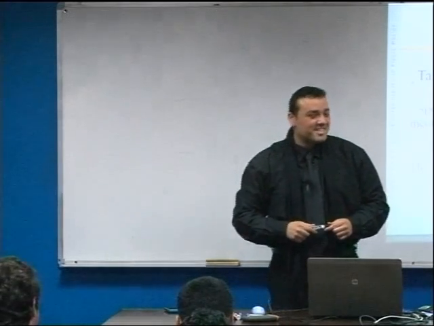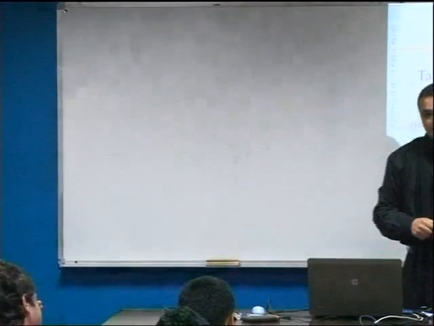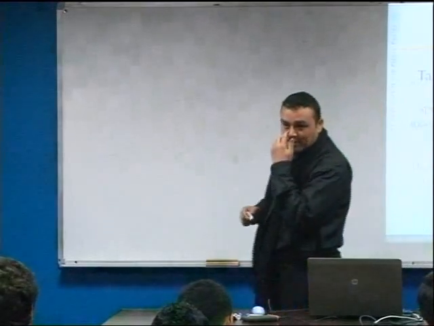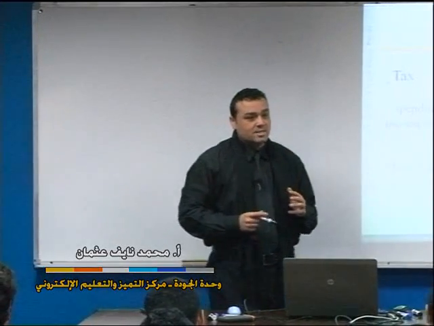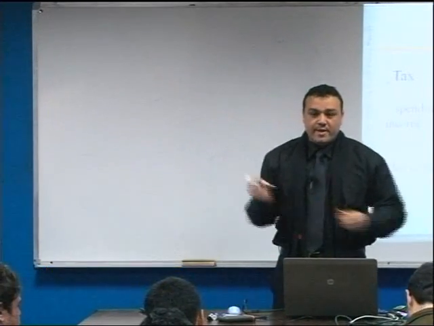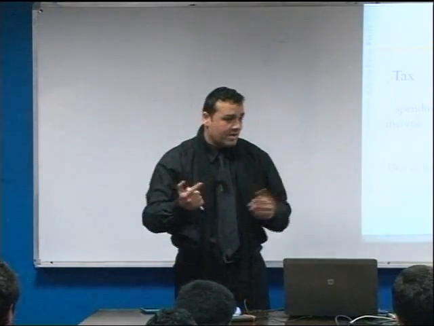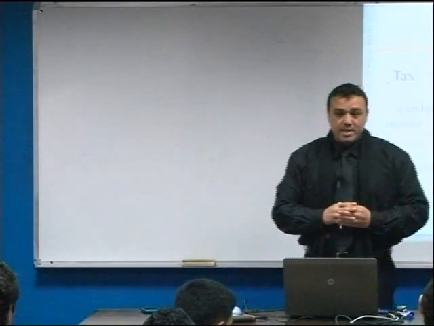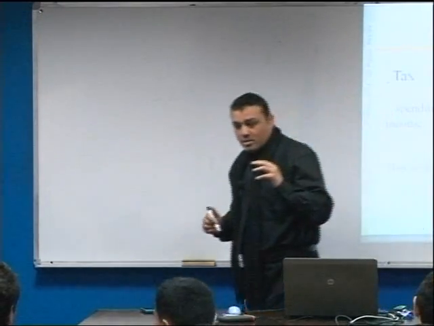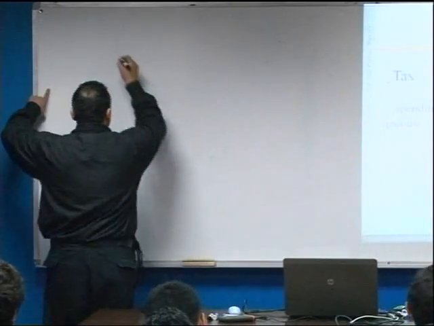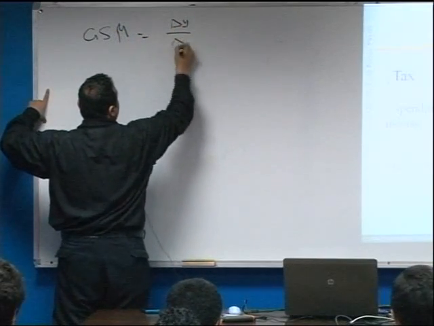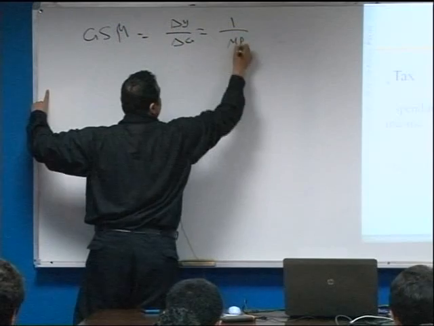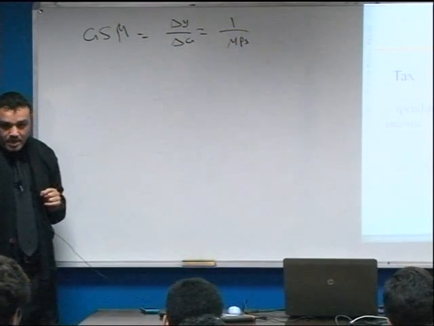Rahim. Today, inshallah, we are going to complete chapter 5, and we will focus on the tax multiplier and the balanced budget multiplier. As you know, in the last class, we discussed the government spending multiplier, and we took some exercises related to the government spending multiplier and the equilibrium income, right? And we said that the government spending multiplier is delta Y over delta G equals 1 over MPS or 1 minus MPC, right?